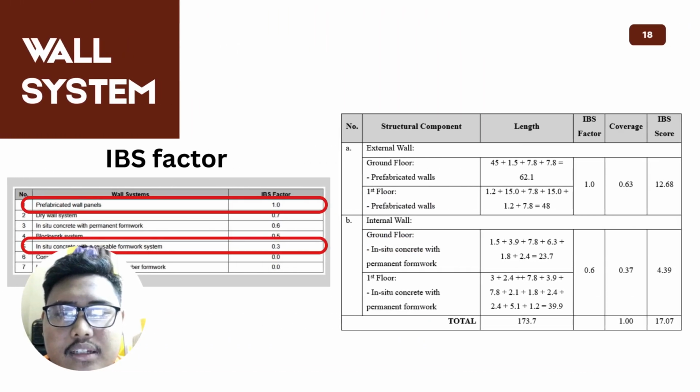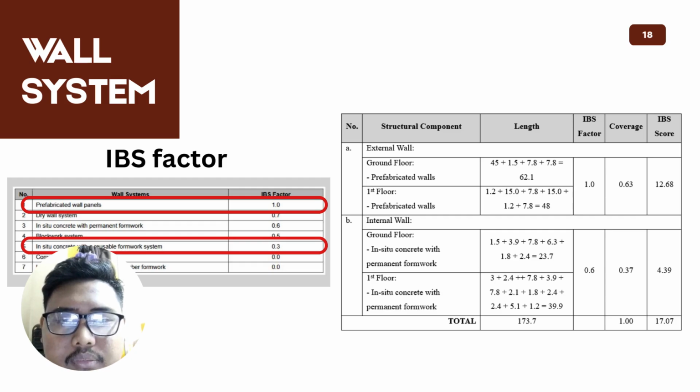Assalamualaikum and good night. My name is Naruddin and today I would like to present the calculation of IBS score on the wall system. So I am calculating from the ground floor to the first floor, and I have two categories, which is external wall and internal wall. For the external wall, I have used prefabricated walls, and for the internal wall, I use in situ concrete with permanent formwork, which is for the prefabricated panel. The IBS factor is 1.0, and for the in situ concrete with permanent formwork is 0.3.